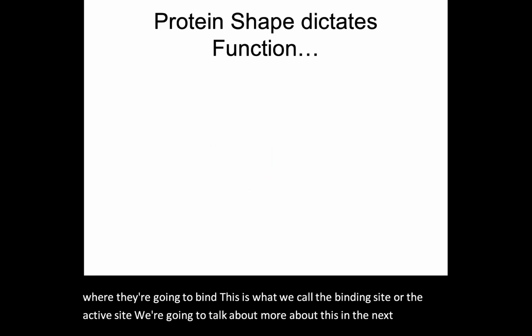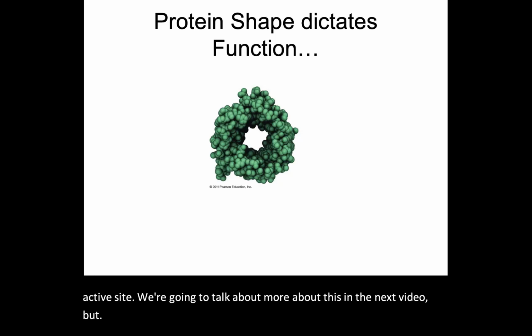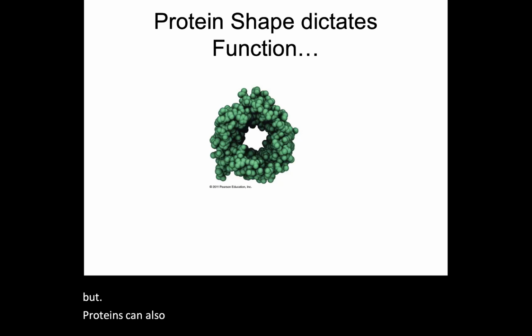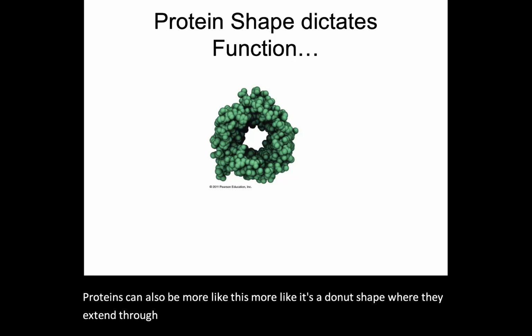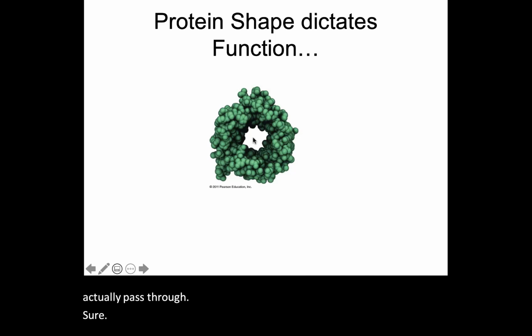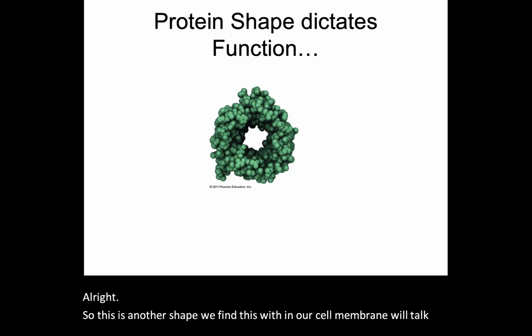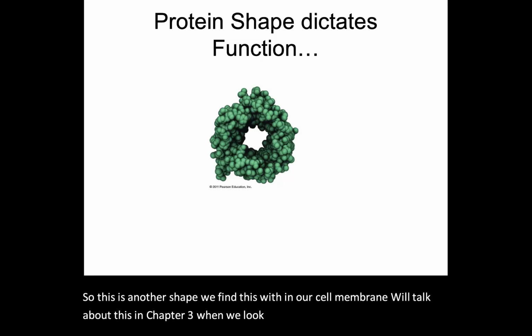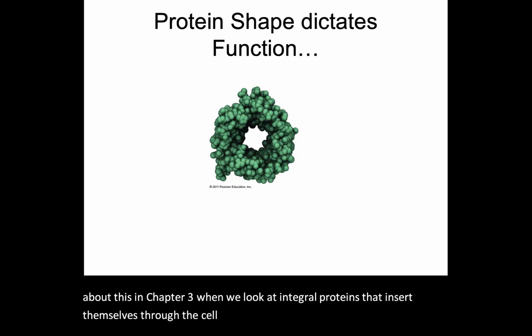But proteins can also be more like this, a donut shape, where they extend through an object, and now they've got a tunnel, so things can actually pass through here. So this is another shape. We find this in our cell membrane. We'll talk about this in chapter 3 when we look at integral proteins that insert themselves through the cell membrane to allow things to pass through the membrane. And there's a reason why we need that.